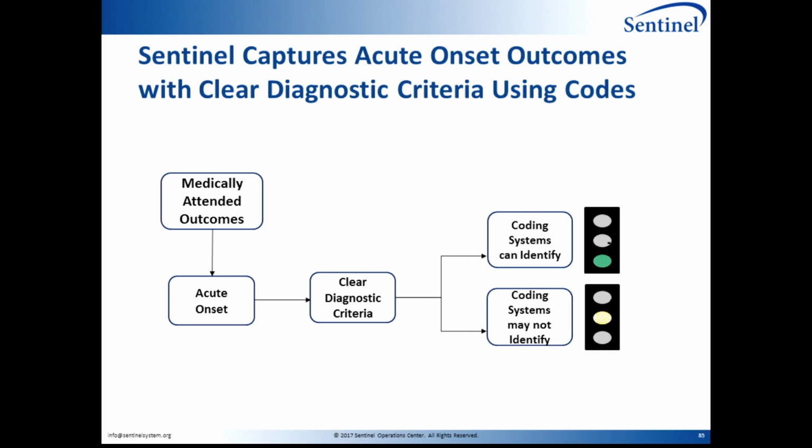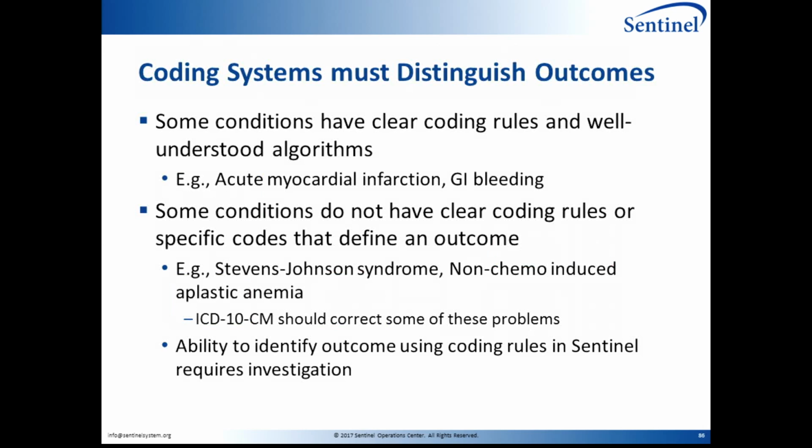These come in two flavors: acute onset and chronic. So acute onset, clear diagnostic criteria. Is there clear diagnostic criteria? And if there is, then coding systems can reliably identify that. So an acute myocardial infarction has clear diagnostic criteria. Coding systems are well adept at being able to identify those. Coding systems may not identify certain conditions, for example, Stevens-Johnson syndrome or some specific conditions that don't have clear coding rules. Now, some of this is changing with the advent of ICD-10. So this is sort of a watch this space, because some of this may improve over time as ICD-10 is fully implemented and adopted. And so really one needs to think about the ability of that outcome using the coding rules in Sentinel. And that often requires some degree of prep work or investigation work upfront, typically reviewing the literature as well as some preliminary queries.